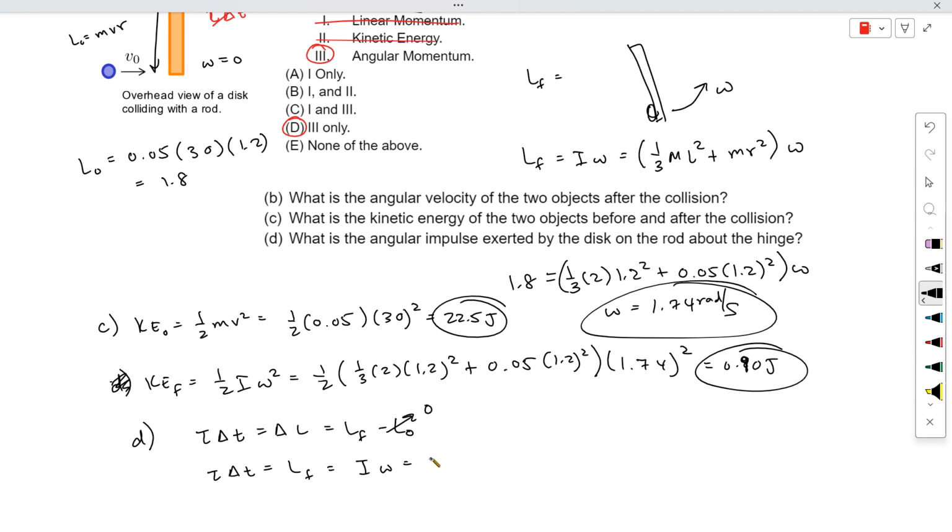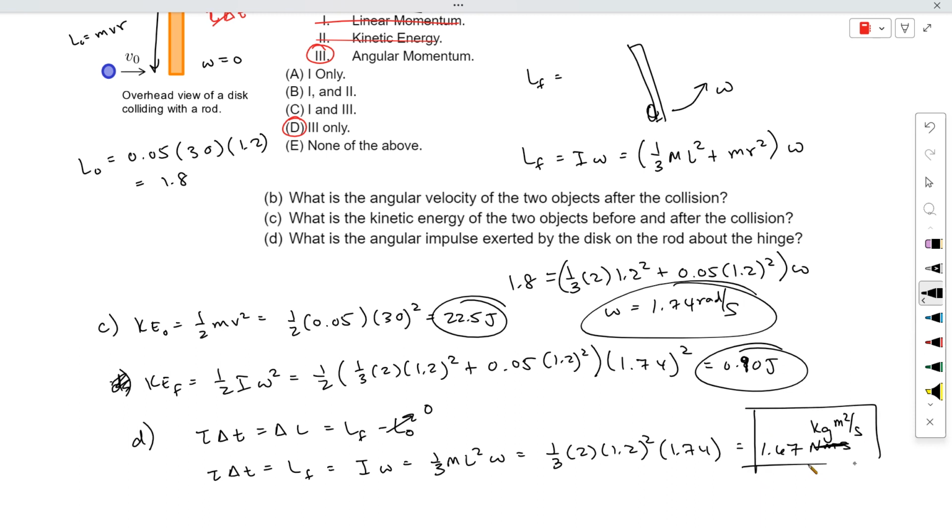Well, it's I omega, and the I of the rod. Now we're just talking about just the rod. Okay, so we're not going to add in the clay because that's not part of our system anymore. We only care about the rod part. Because we know how fast it's going and we know its rotational inertia, we're just going to multiply those things. Oops, 1 divided by 3 times 2 times 1.2 squared times 1.74. And I end up with 1.67 newton meter seconds. Or you can use kilogram meters squared per second, whichever unit you want. Okay.